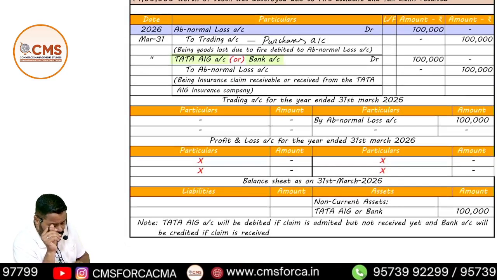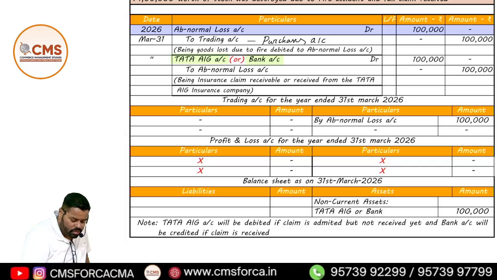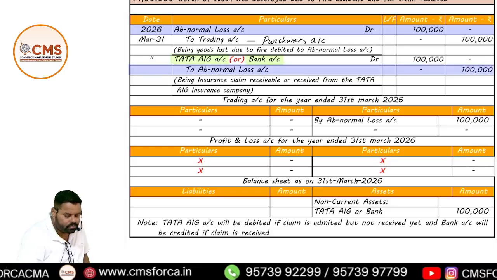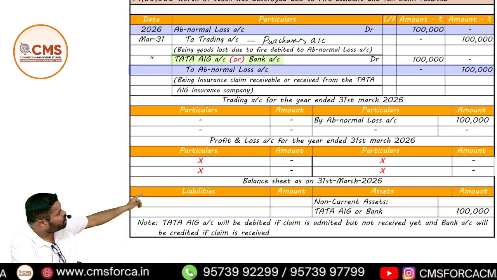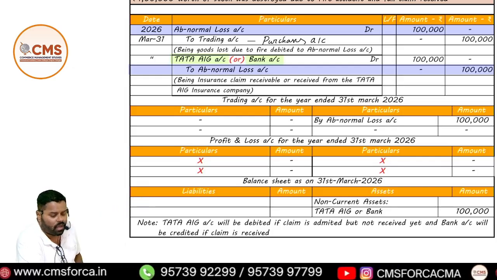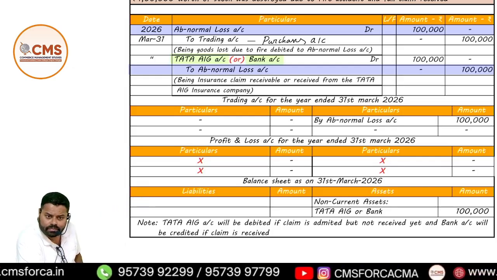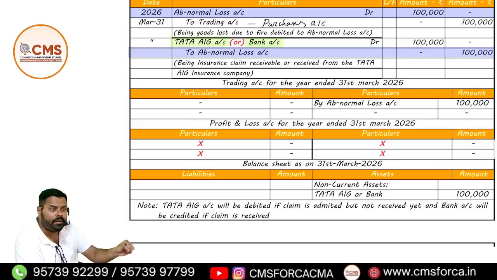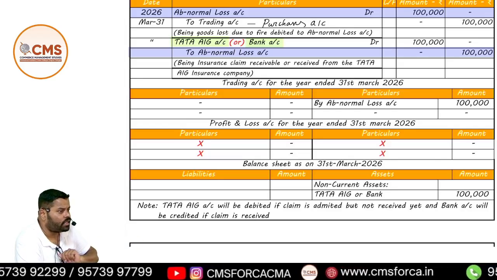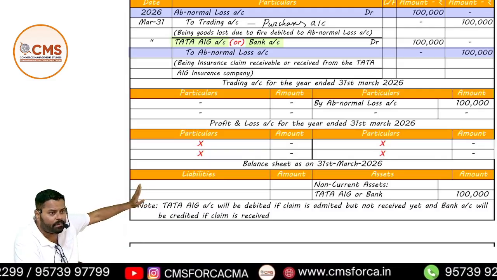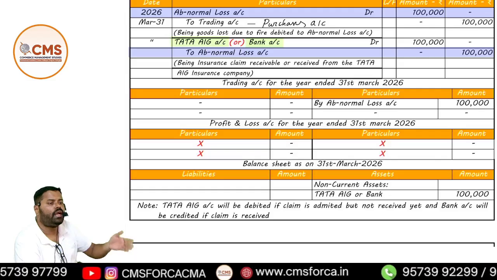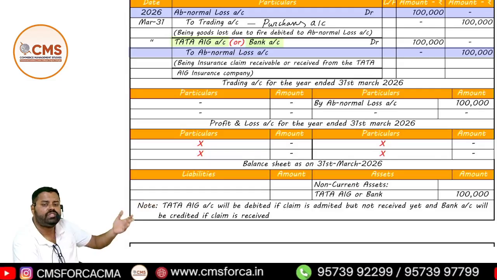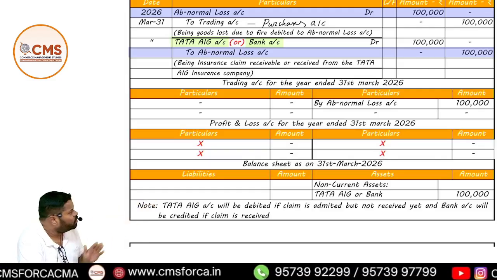And what is the thing? I opened an abnormal loss account and I have closed it. Where did I close it? By writing it as Tata AIG account or bank account. Entries, are they clear? Okay, when do we write it as Tata AIG or insurance claim? When it is admitted but not yet received by your business. Then I will write the company name. If you don't want to write the company name, you can write insurance claim account, or you can write bank account if it is already received by you. First one, is it clear?